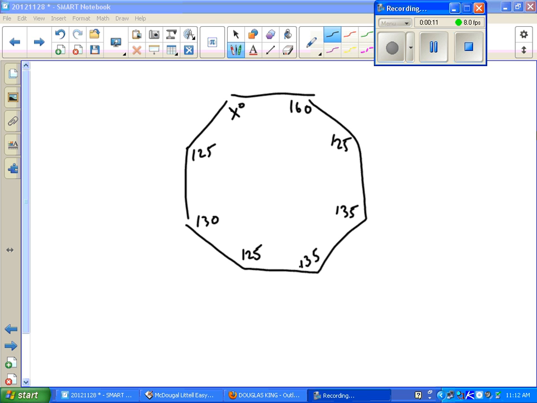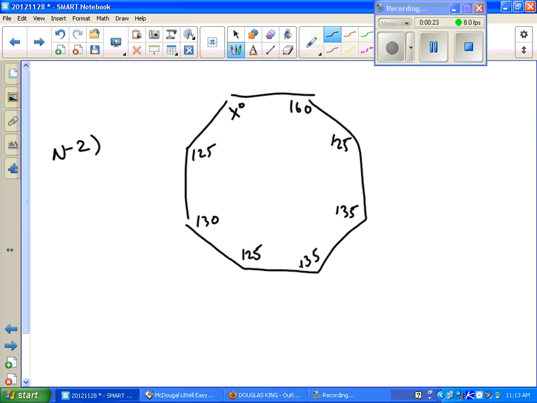In order to find out how many degrees in total, you're going to use the formula n minus 2, and you're going to multiply that by 180 degrees. That's going to give you the total.